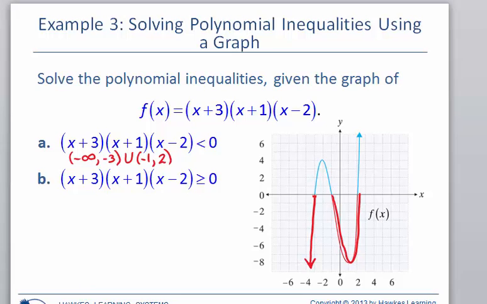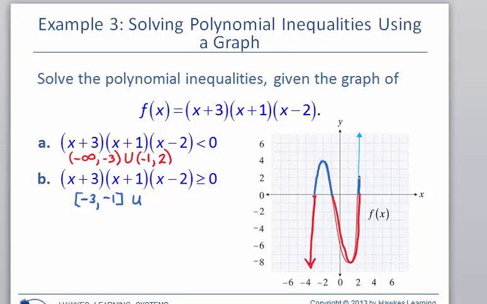Part B of this problem asks us to find the intervals where the inequality is greater than or equal to 0. Now, if it's greater than 0, we're talking about places where the graph lies above the x-axis. This would be one part, beginning at an x value of negative 3 and ending at an x value of negative 1. And it says greater than or equal to 0, so because of that equal to, we're going to put brackets.